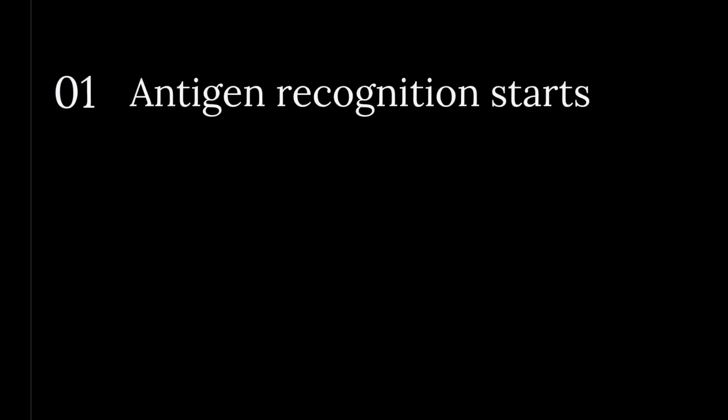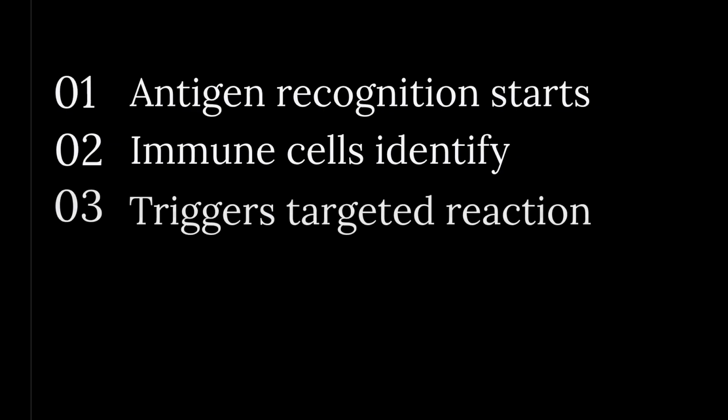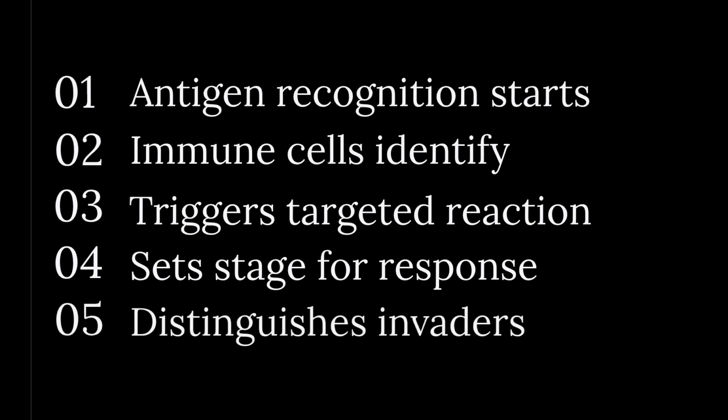The specific immune response begins with antigen recognition. Antigens are unique molecules on pathogen surfaces. Specialized immune cells identify these antigens, triggering a targeted reaction. This process sets the stage for a precise immune response. It's the body's way of distinguishing foreign invaders.